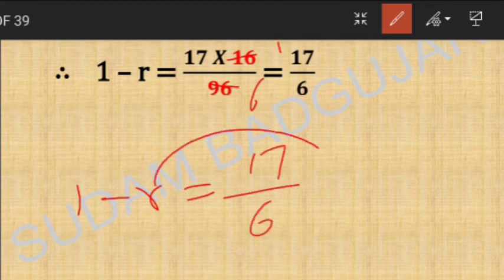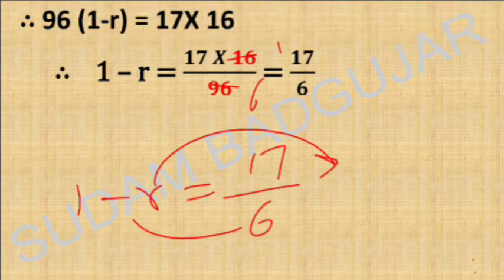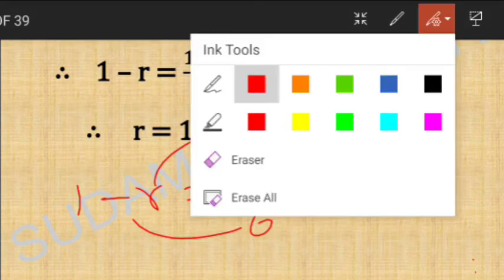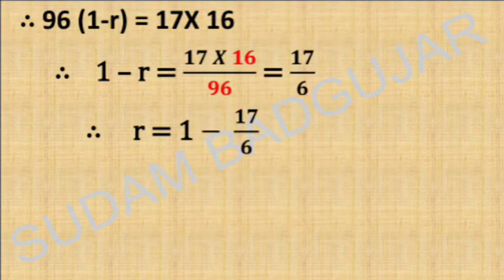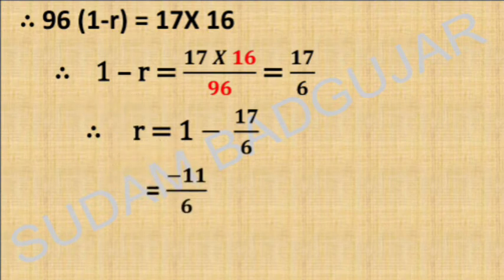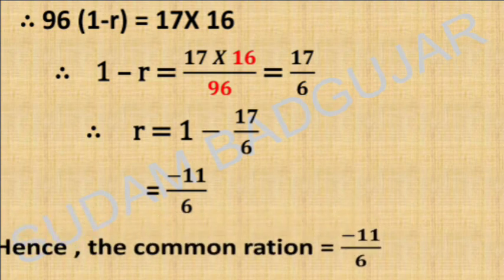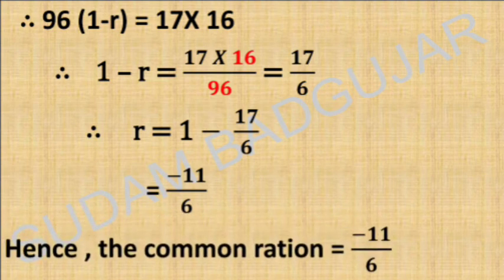So this R transferred to this side becomes positive and this becomes negative. Okay, so 1 minus 17 upon 6 is equal to R, or we can say that R is equal to 1 minus 17 upon 6, right? So by taking LCM and cross multiplication, 6 minus 17 is minus 11 upon 6, R is minus 11 upon 6. Okay, hence the common ratio is minus 11 upon 6.